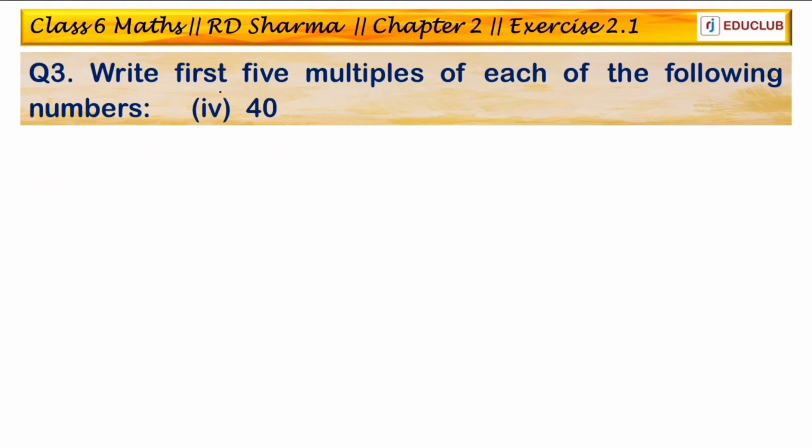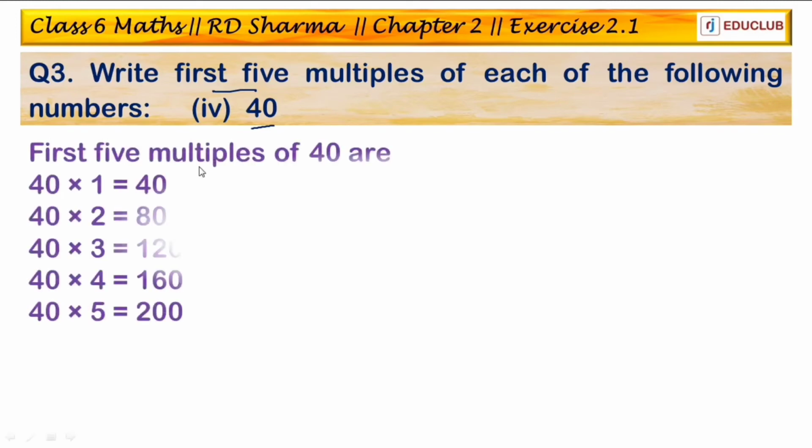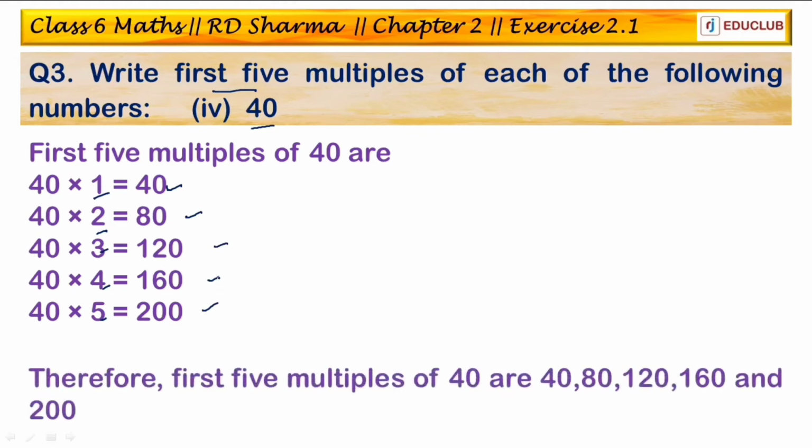Next, first 5 multiples of 40. First 5 is written, so that's why we are multiplying from 1 to 5. If it is written any 5 multiples, then we will multiply by any numbers. Okay. Now first 5 multiples of 40 are multiply by 1, 2, 3, 4, 5. So we'll get the multiples 40, 80, 120, 160 and 200. These are the first 5 multiples of 40.